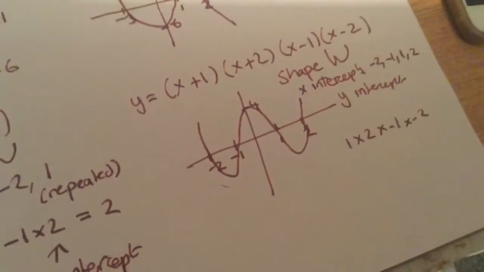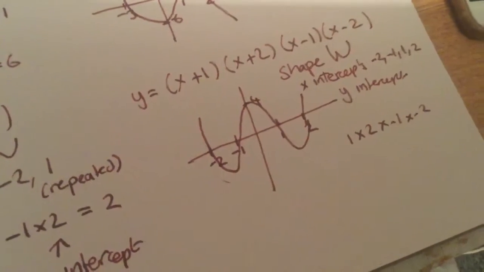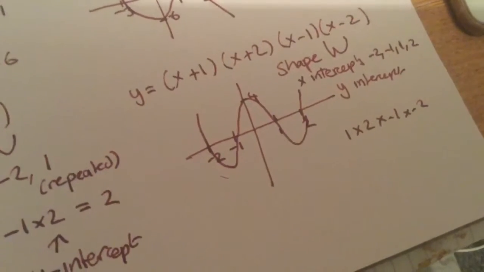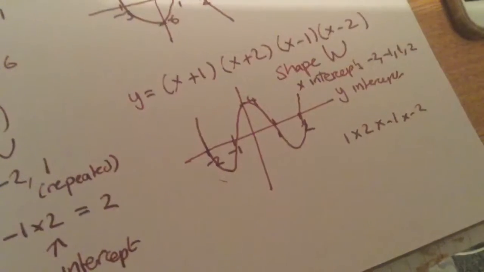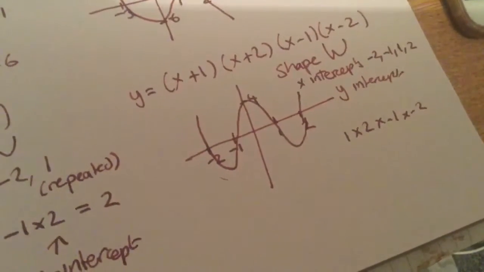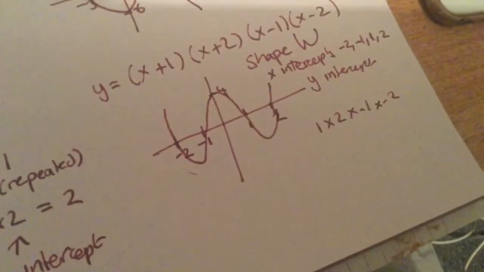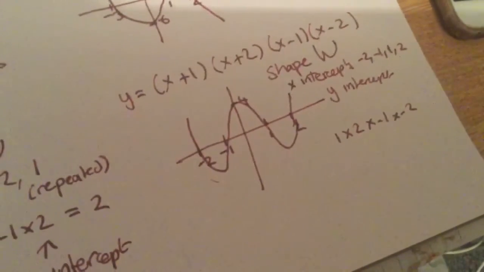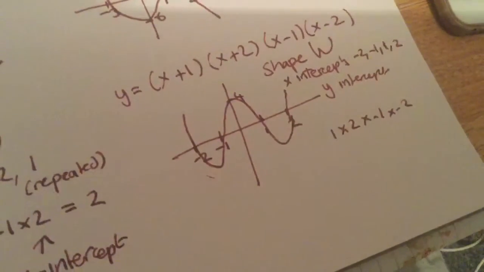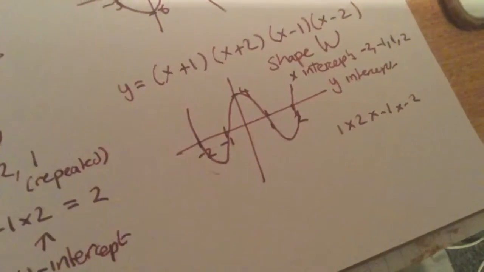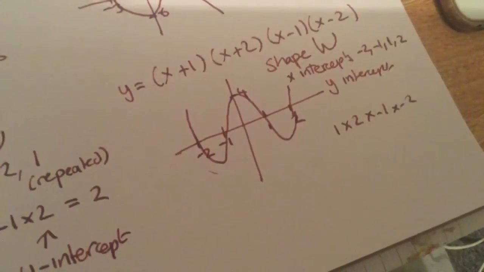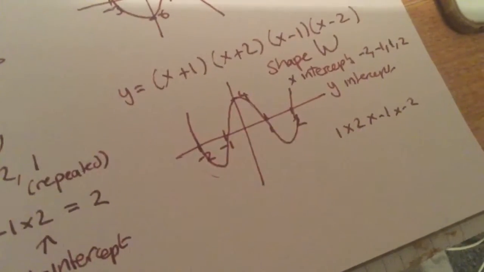Let's have a look at this one here. You know it's going to go through minus 1, minus 2, 1 and 2. So I've plotted those points. If you multiply the numbers, you'll get the number that it goes through on the y-axis, so 1 times 2 times minus 1 times 2. You should know your shapes. So this is a positive quartic, so it's going to be a W shape. Join up your points, and once again, Bob's your uncle. No repeated roots, so no bouncing.